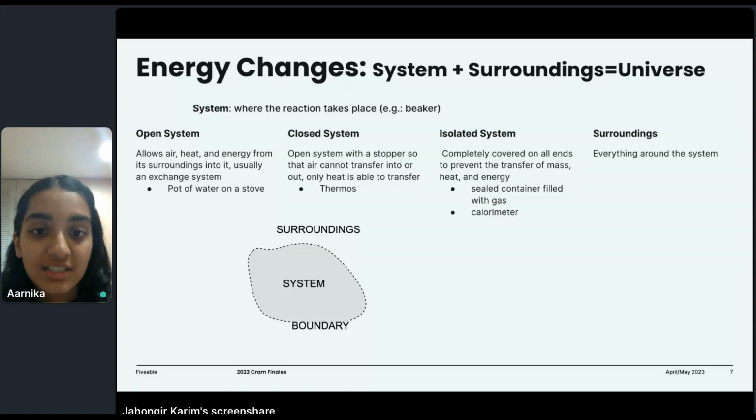And for an isolated system, it's completely covered on all sides. It's completely isolated, so nothing is allowed to transfer. One example of this is a sealed container filled with gas, or a calorimeter. I'll be talking about calorimeters a little bit later. And the surroundings is basically everything else around the system.